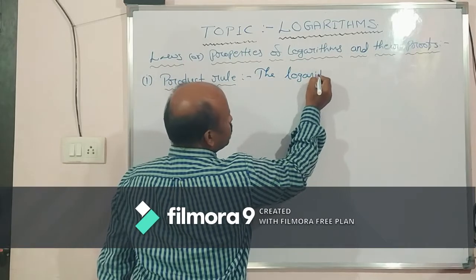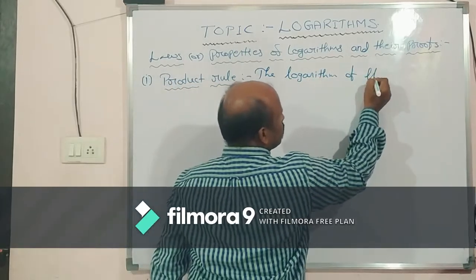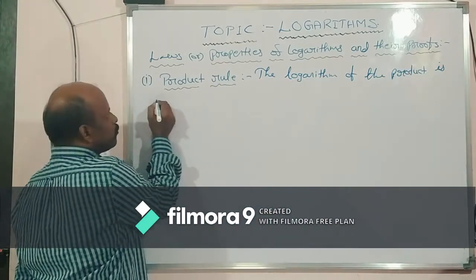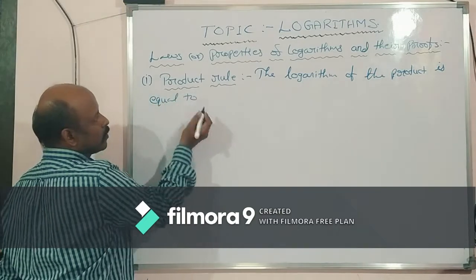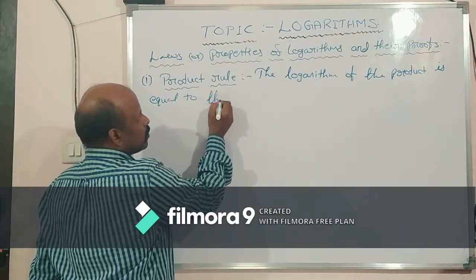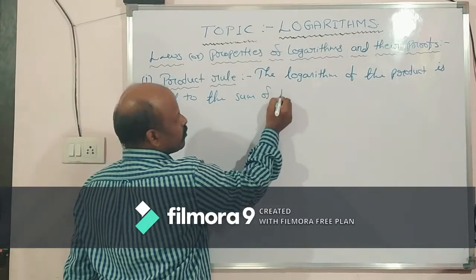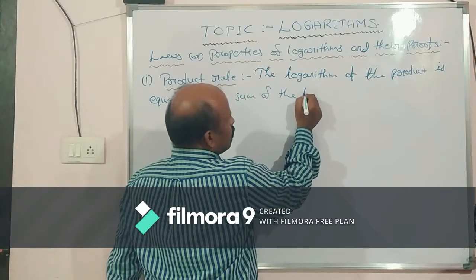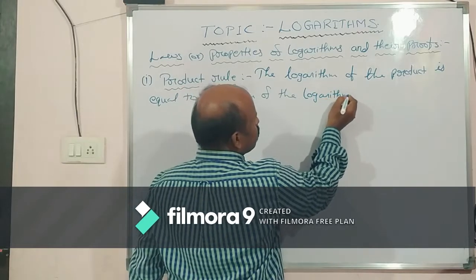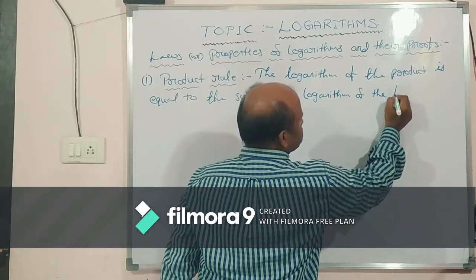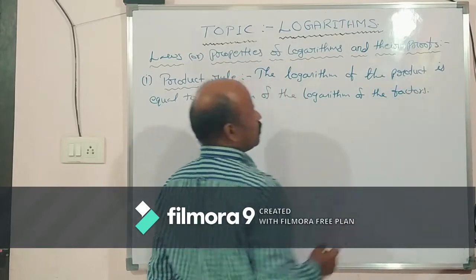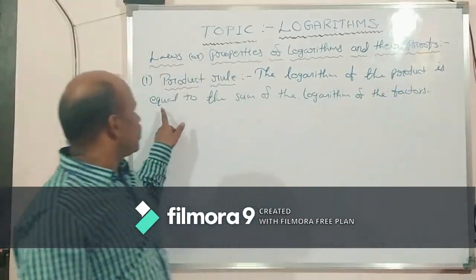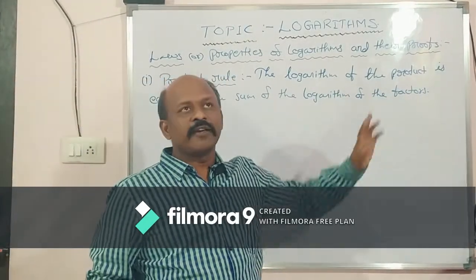The logarithm of the product is equal to the sum of the logarithm of the factors. So I am going to repeat once again. The logarithm of a product is equal to the sum of the logarithm of the factors.